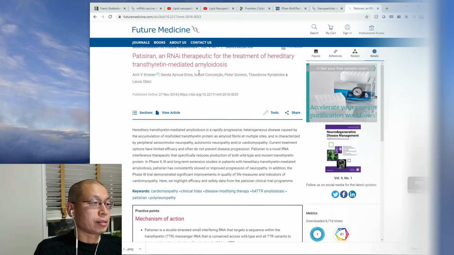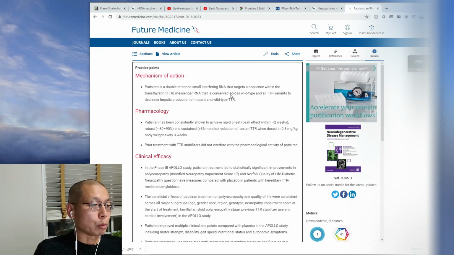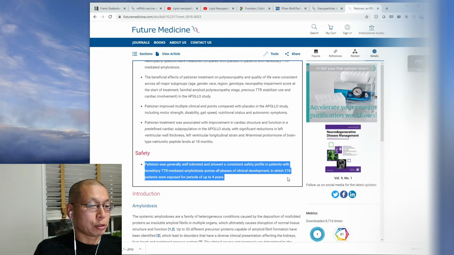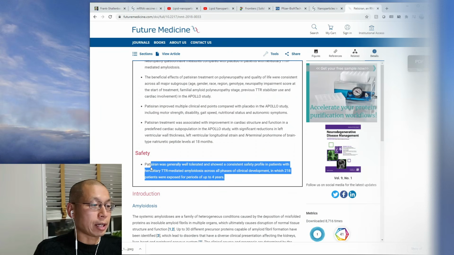And they had a phase 3 clinical trial with 200 and some patients. It's a very rare disease of about 50,000 people worldwide. But the important thing here is they did this test. They followed 218 patients for up to 4 years, and they did not find any serious side effects. So that's very encouraging that at least we know that there were not serious side effects in 218 patients.